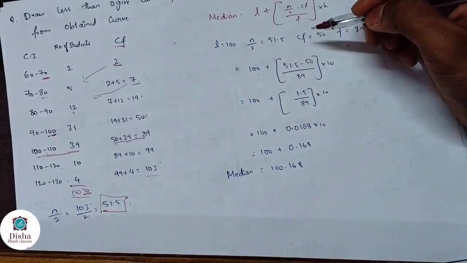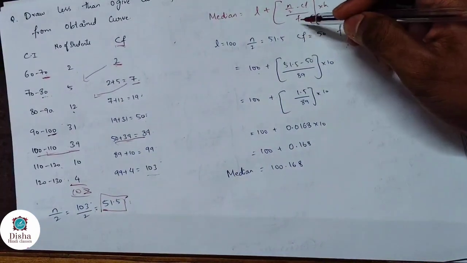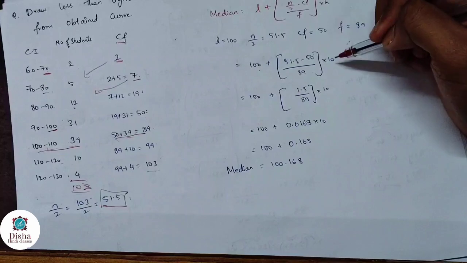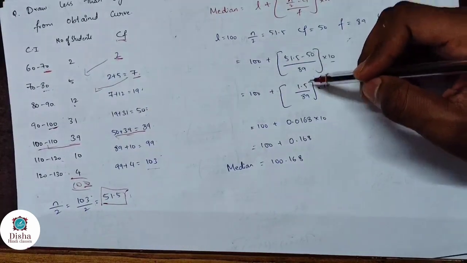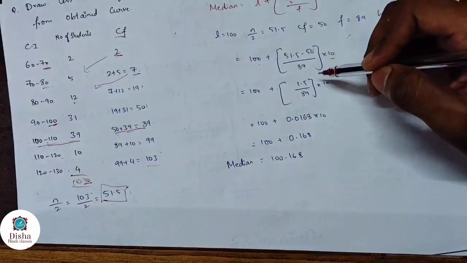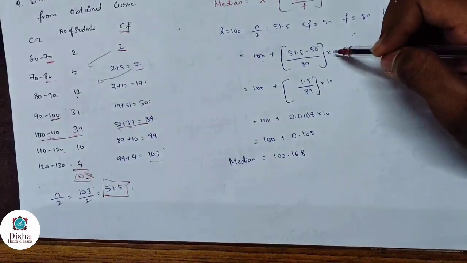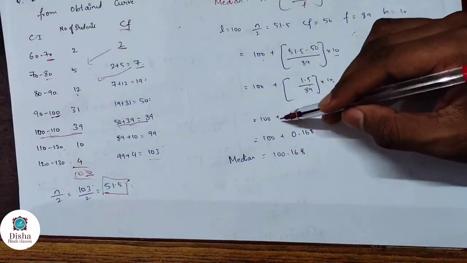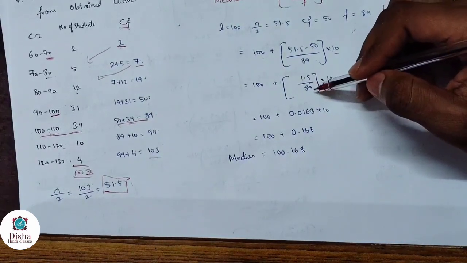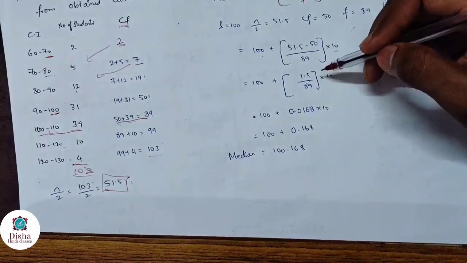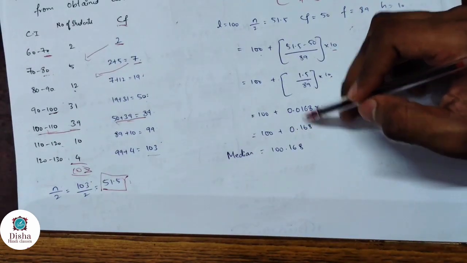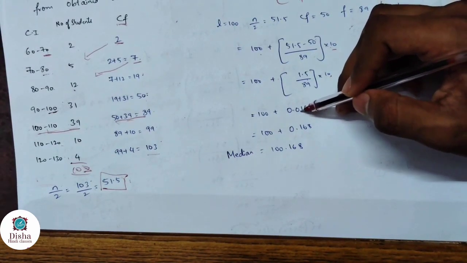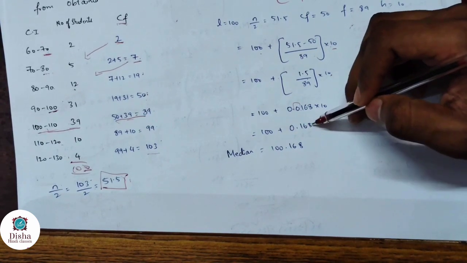So here L equals 100. So we have taken 100 here, and n by 2 equals 51.5, CF equals 50, F equals 89, and H equals 10. Right? So now 51.5 minus 50 equals 1.5, and it is divided by 89 and multiplied by 10. So 1.5 divided by 89 is 0.0168. Then we will be multiplying it by 10. So we will be getting 0.168.